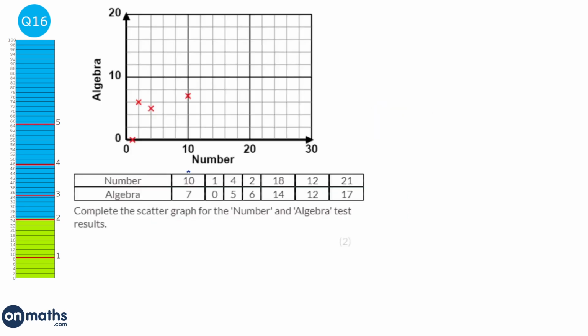So we can see that the first 4 of these have already been plotted. Now it's really important that you do the coordinates the right way around. So the first one is number and then algebra. So we're looking at this coordinate here. We're 18 on number, which would be here, and then 14 on algebra, which would be this point here. 12 on both, so 12 and 12 would be here, and then 21 and 17. So 21 and 17 would be roughly there.